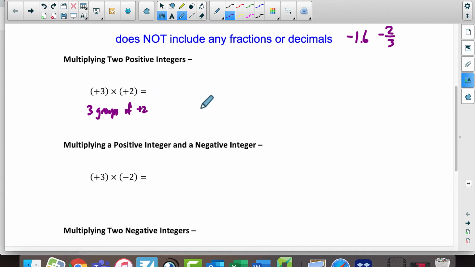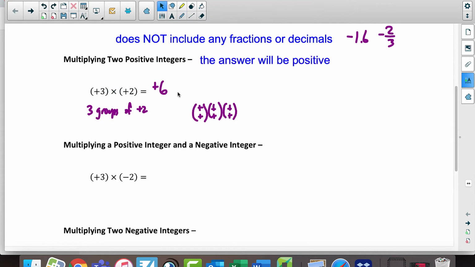So it's kind of like you have +2, which I could write like this, plus, there's a group of +2. Here's another group of +2, and here's another group of +2. So how many positives do I have in total? 1, 2, 3, 4, 5, 6. My answer is +6. And that shouldn't be a surprise. You've known this for years, that 3 times 2 is 6. +3 times +2 is +6. So what happens when you multiply two positives together?